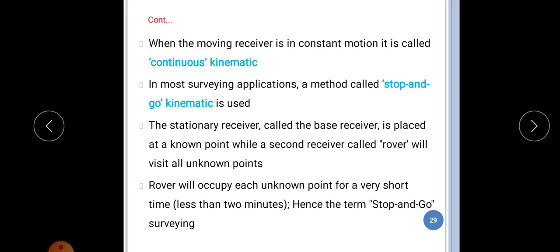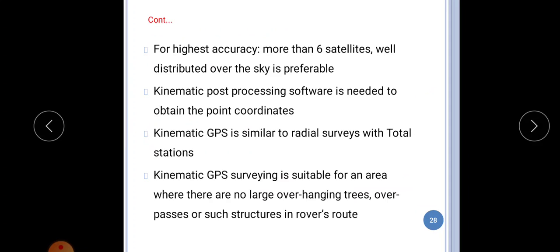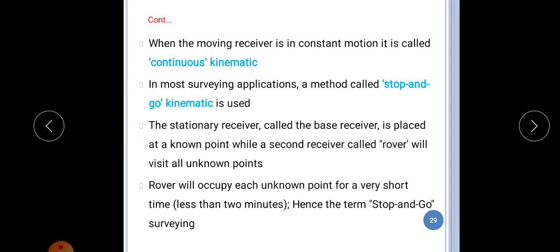The stationary receiver, called the base receiver, is placed at a known point, and the second receiver, which is called the rover, will visit all unknown points. That is, the reference point will be stationary and the rover receiver will be moving to different points whose location has to be found out. The rover will occupy each unknown point for a short time, that is, for 5 to 20 minutes. This period is needed in order to collect the data from the satellite.